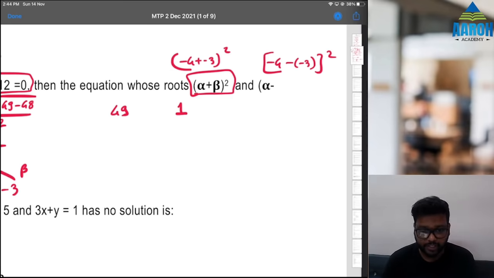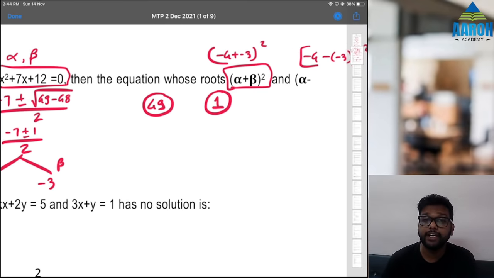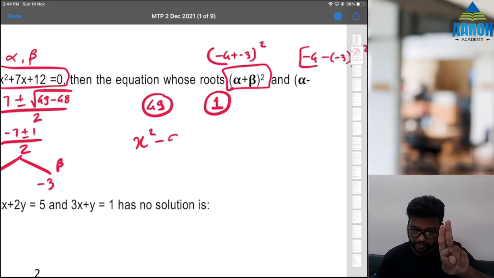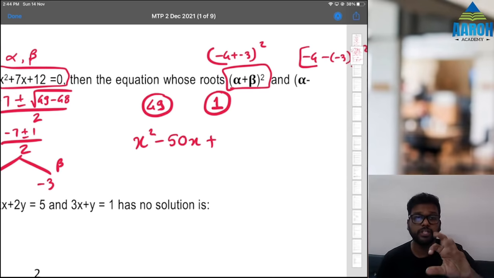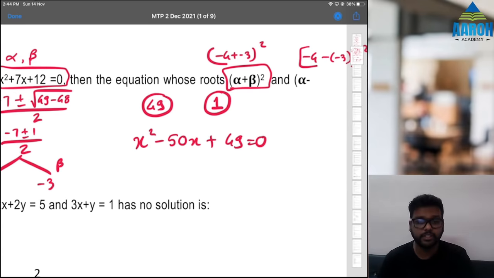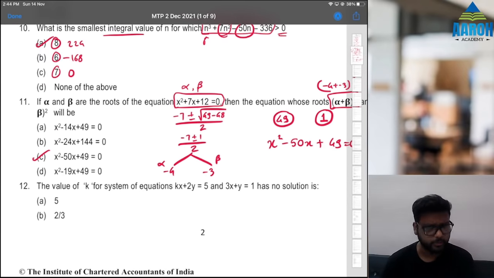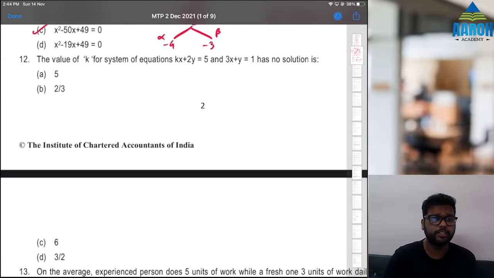So for the new equation, this is root 1 and this is root 2. How can we create an equation? X square minus sum of roots into x plus product of roots is 0. So option C is the correct answer for this. Okay. 12th. Let's go to 12th.